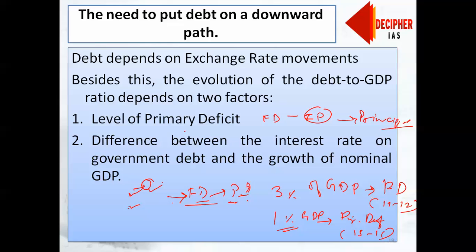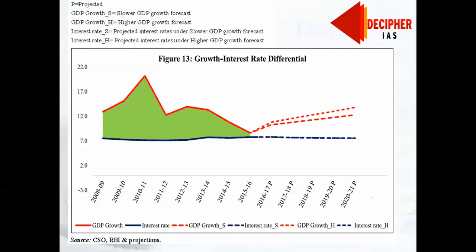So let's move ahead. Now this graph shows you the growth interest rate differential. In this, GDP growth is given by the red line and the interest rate, that is, the rate at which we have to pay the debt, is given by the blue line. Now when the growth is slow, the interest rate remains approximately the same. The difference between growth and interest is very low. So India would not be able to reduce its primary deficit, or it will not be able to pay debt properly.